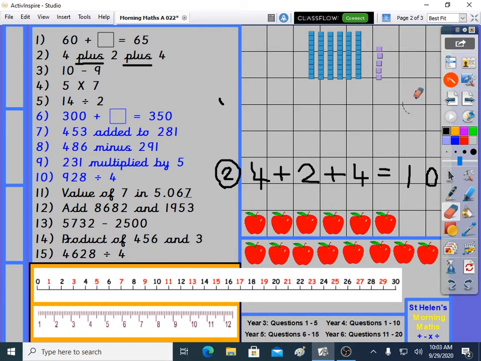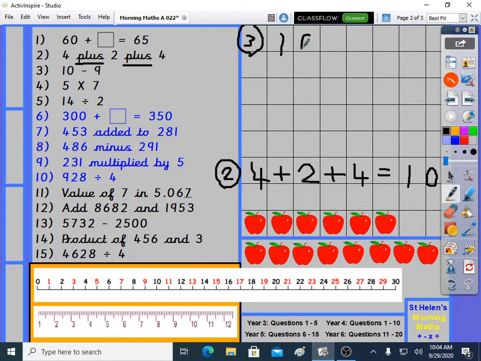We'll be moving on to number 3. Hopefully you'll keep it up. I can do it at the top, so you can still see number 2. Number 3 is a minus. 10 take away, which is the same as minus, 9. 10 minus 9. So 10 take away 1, 2, 3, 4, 5, 6, 7, 8, 9, all the way down to 1. 10 take away 9 is, of course, 1. 9 is actually 1 less than 10, isn't it?